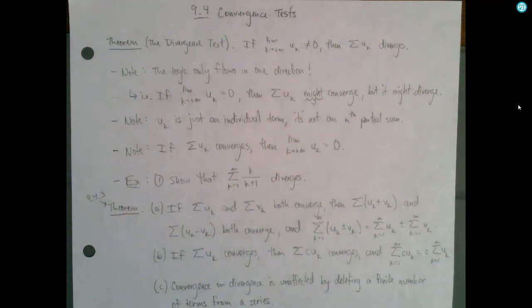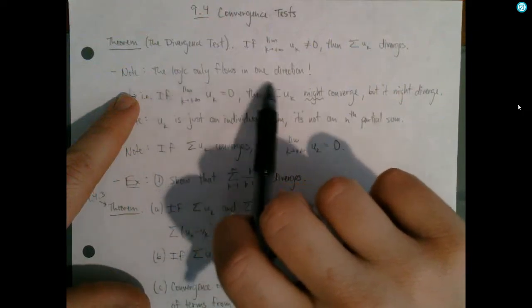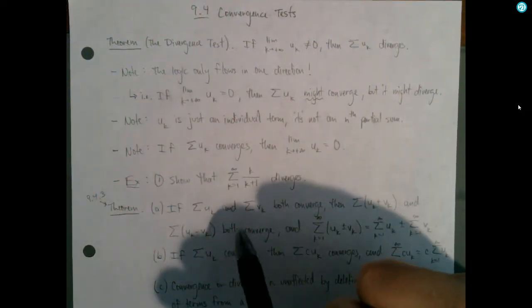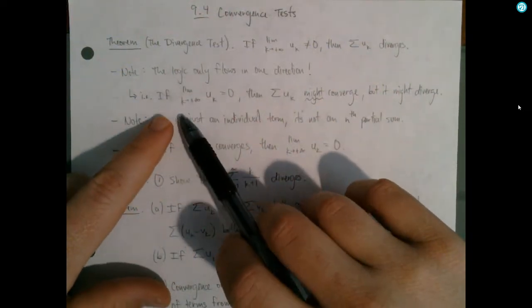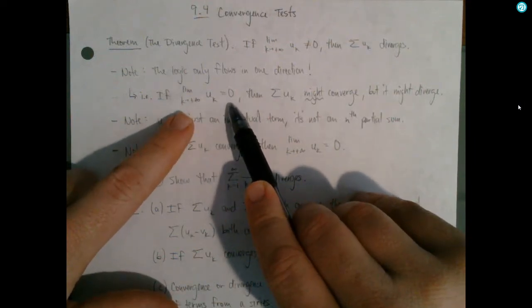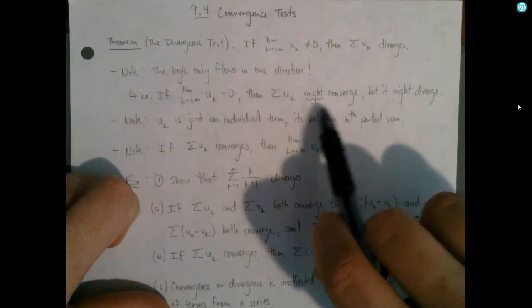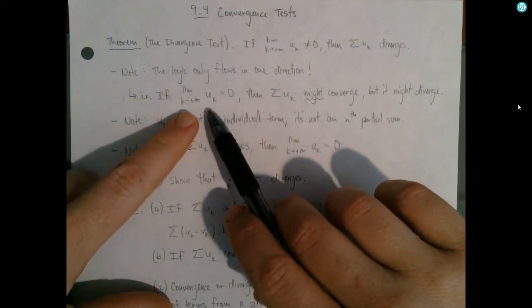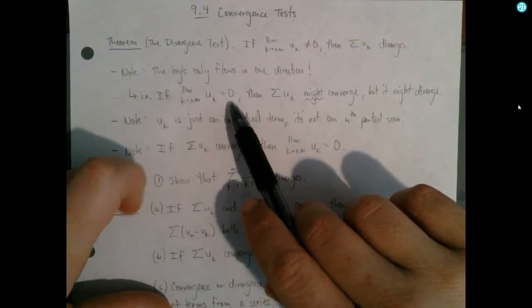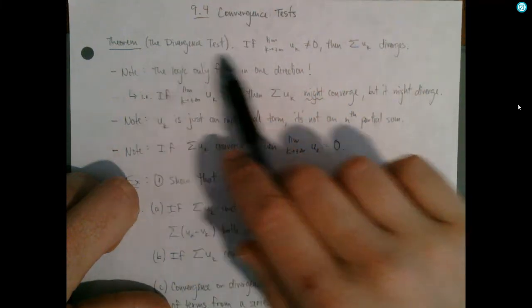Now, something to be careful about here is that the logic only flows in one direction. So in other words, if you take the limit and you get 0, that doesn't necessarily mean that the series converges. It just means the series might converge, but it also might diverge. However, if you take the limit and you get something different from 0, then you can be certain that the series diverges, right? So that's what this theorem is saying.